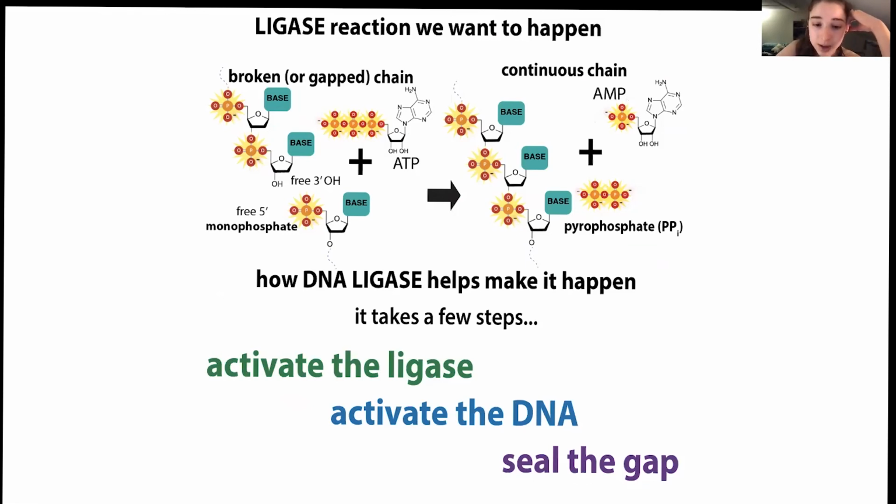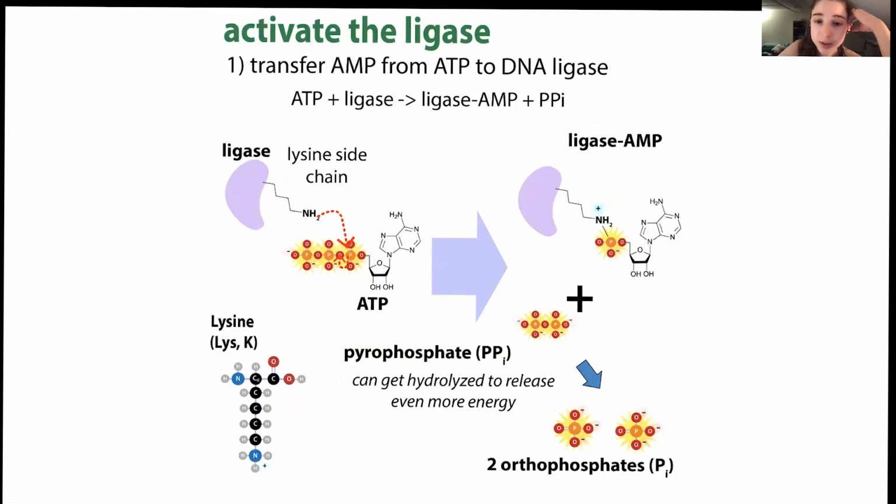And how this is going to happen is in a couple of steps. First, you're going to activate the ligase. This is going to happen through a lysine in the active site. Lysine is another one of those amino acids we talked about. What's really great about lysine is it has this amino group, and this nitrogen has a lone pair of electrons, so it can act as a nucleophile. It can do kind of like what we saw before with the DNA letter attaching to another DNA letter, except here you're having the lysine.